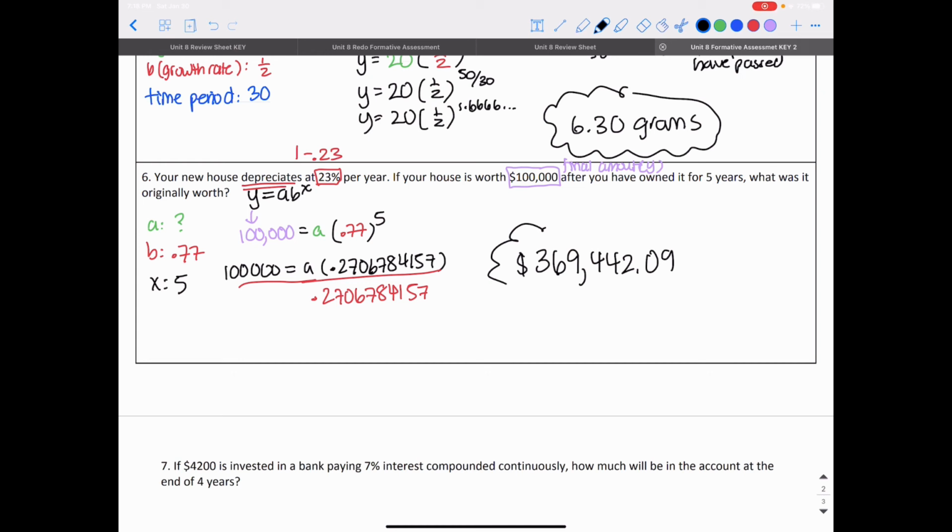0.77 to the fifth power. And I'm going to take 100,000 and divide by that. Nope, it's 9 cents. Should be 9 cents.